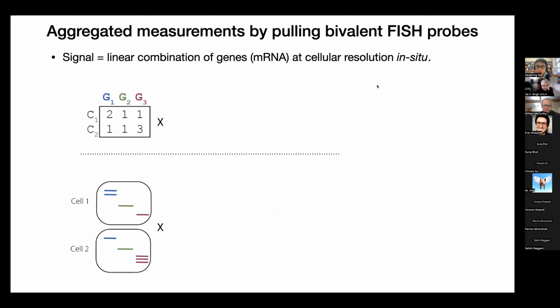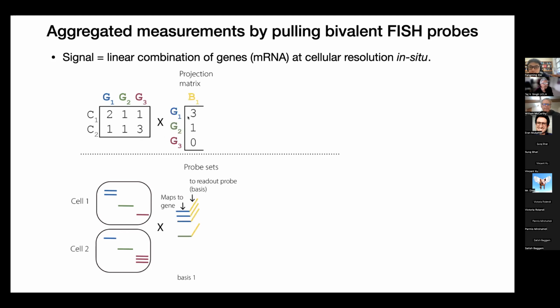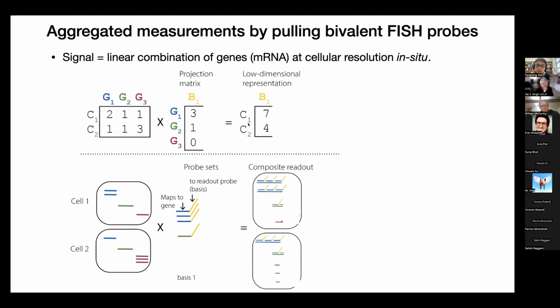So how does this work? Here is one example in detail. I'm showing you two cells, each of them expressing three different genes. Cell one expresses two copies of gene one, one copy of gene two, and one copy of gene three. This information can be summarized by a cell by gene matrix. If we multiply that matrix by a vector, we reduce its dimensionality from three genes to one dimension, the one basis we try to capture.